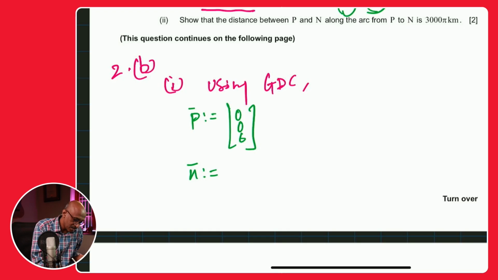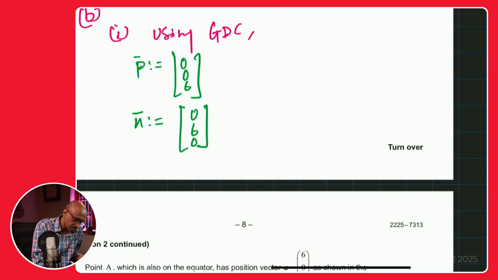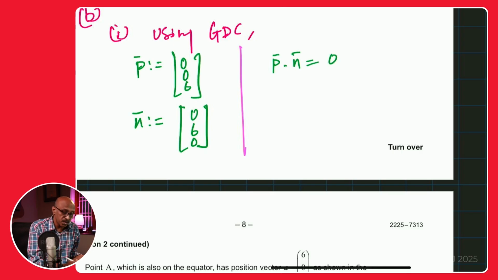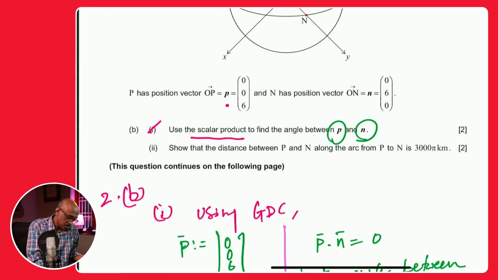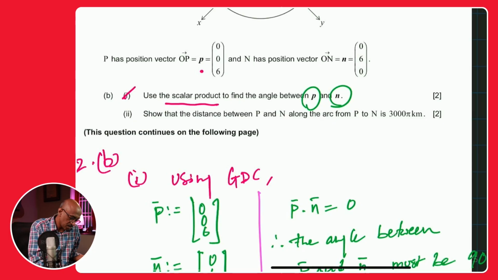Similarly, this vector is 0, 6, 0, and then you can say that. I'll just put a line here. I'll just say that p bar dot n bar equals 0. Using GDC, this is what you found out. Okay, therefore the angle between p bar and n bar must be 90 degrees. Okay, that is good.